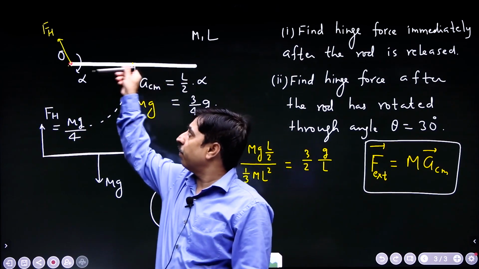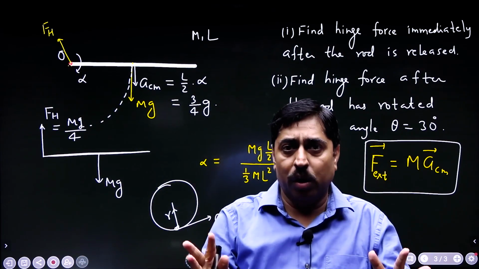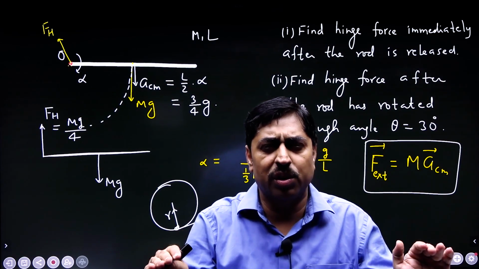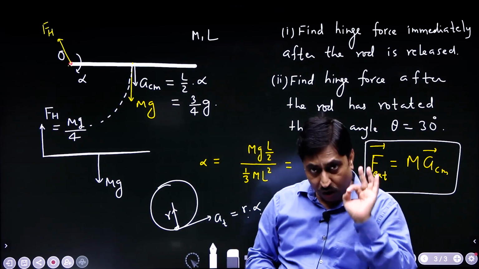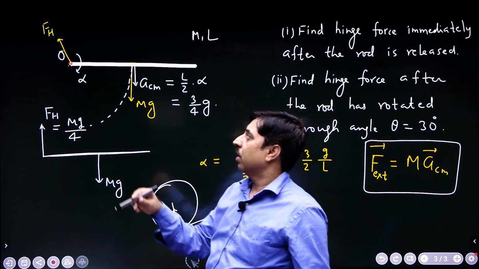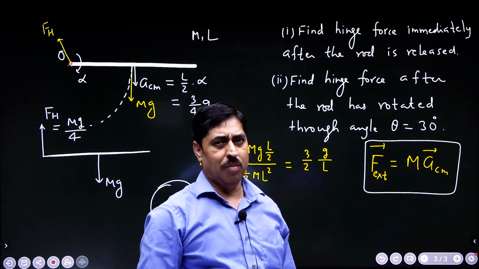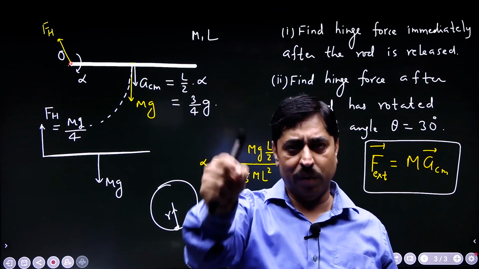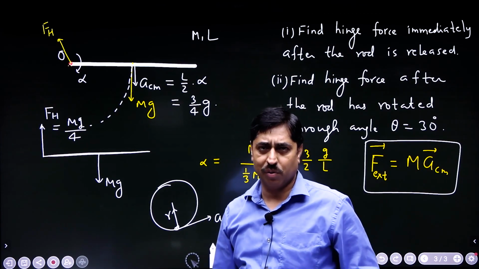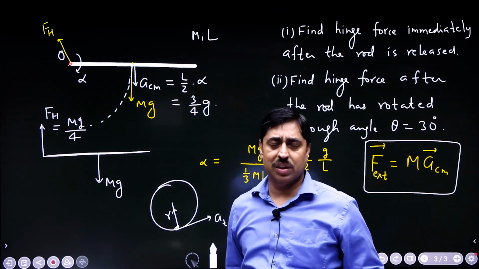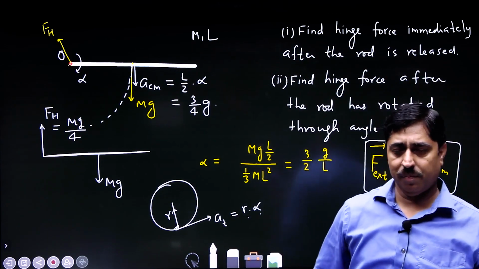There is no question of any horizontal force right now acting on the rod, because there is no horizontal acceleration of center of mass. Had there been a horizontal acceleration of center of mass, then it would mean that the hinge is also applying some horizontal force. But right now, the acceleration is only vertical, and therefore, the hinge force has to be vertical. It cannot have any horizontal component. So, we have got our answer. It is mg by 4 in upward direction, the hinge force in the first case.